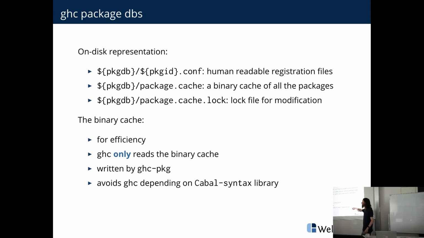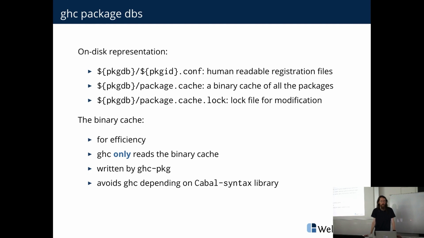Also, a really nice feature of this design is that the GHC library, the API and the compiler don't depend on Cabal. Only GHC package depends on Cabal, because GHC package reads the human-readable files, runs the parser, generates the binary cache, and GHC just reads the binary cache. And so we managed to avoid a dependency on Cabal. Originally it did, and it caused a lot of pain, and we managed to refactor it in such a way that GHC no longer depends on Cabal, unless someone's broken that in the last 5 years.